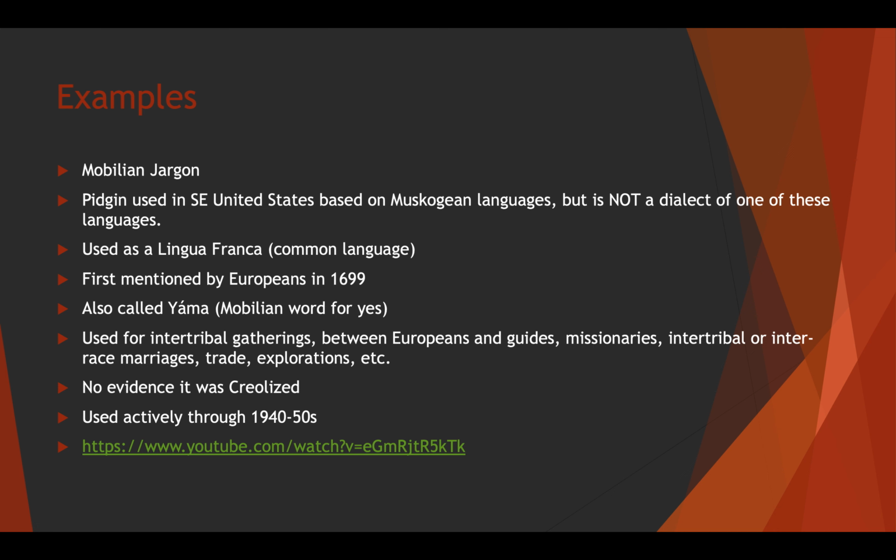So people of the Southeast didn't have to know every single language, no Choctaw, no Chickasaw, no Creek, no Seminole, but they were able to communicate with each other in Mobilian and communicate with outsiders in Mobilian as well. There's no evidence that Mobilian was ever Creolized, that it became the first language of a group of people. It was used actively through the 1940s and 50s, and there are still examples of it. And I have an example here and an example in our supplemental resources.